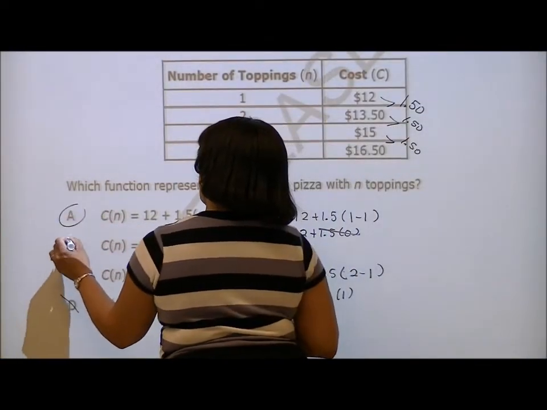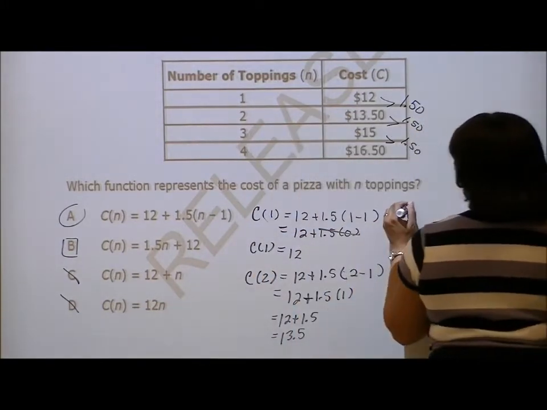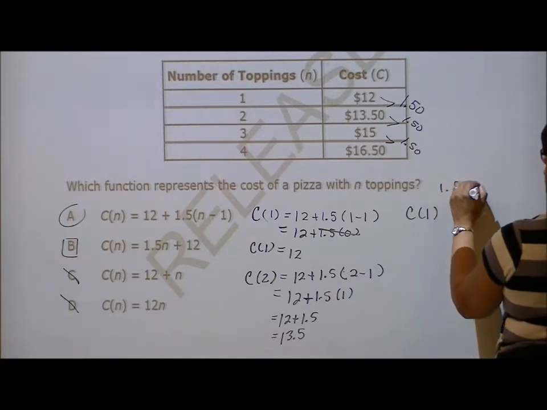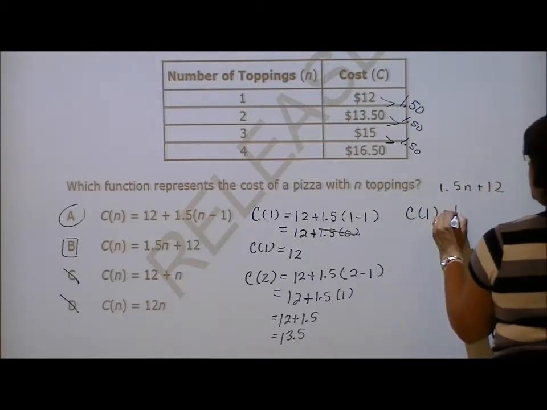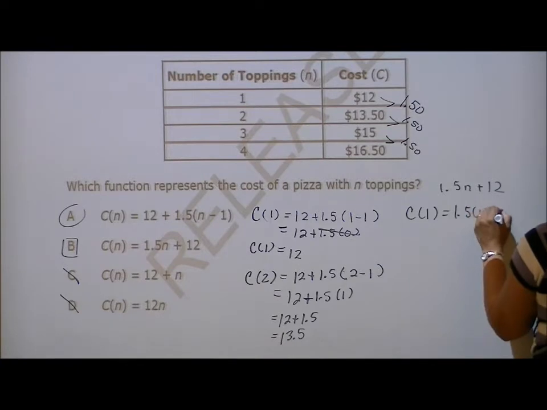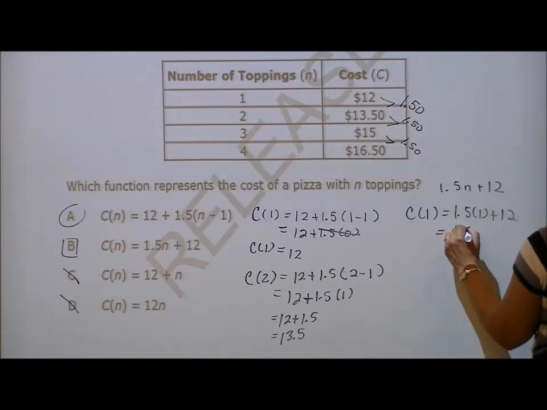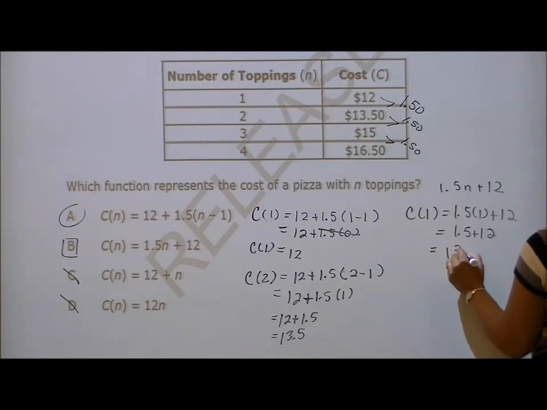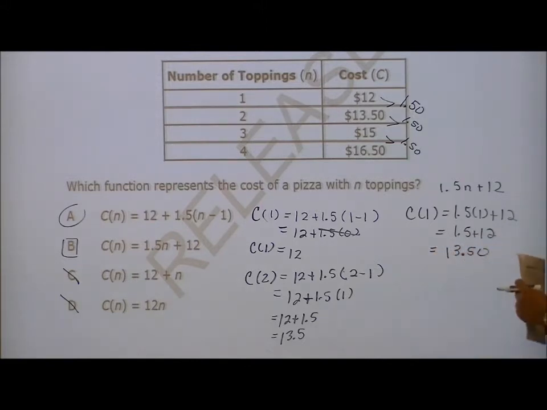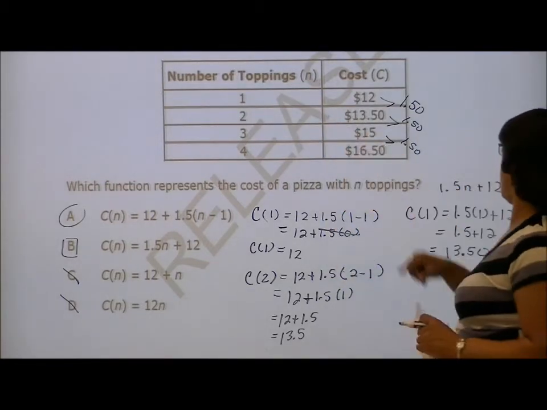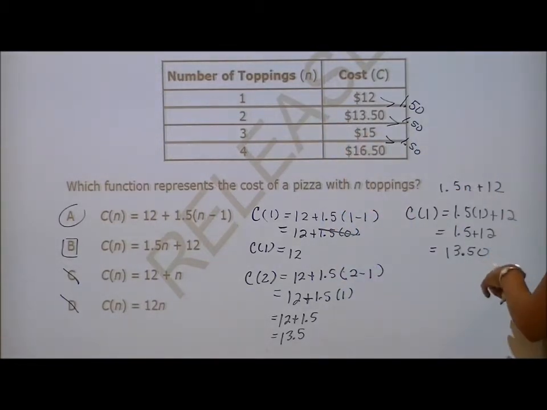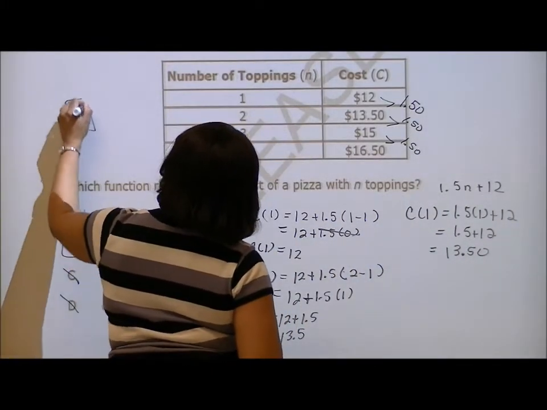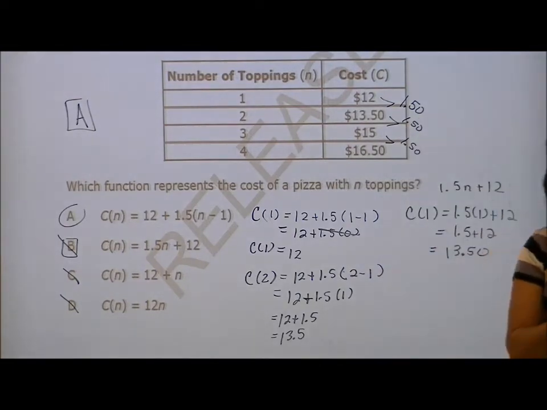Let's look at letter B and see if we can eliminate it. So let's look at C of 1 with B. This time we're using 1.5 n plus 12. So C of 1 is 1.5 times 1 plus 12, which is 1.5 plus 12. So they're saying that C of 1 is $13.50. But if we look at it, C of 1 is not $13.50, it's $12. So we know that it's not B. So the answer for 39 has to be A. So number 39 is A.